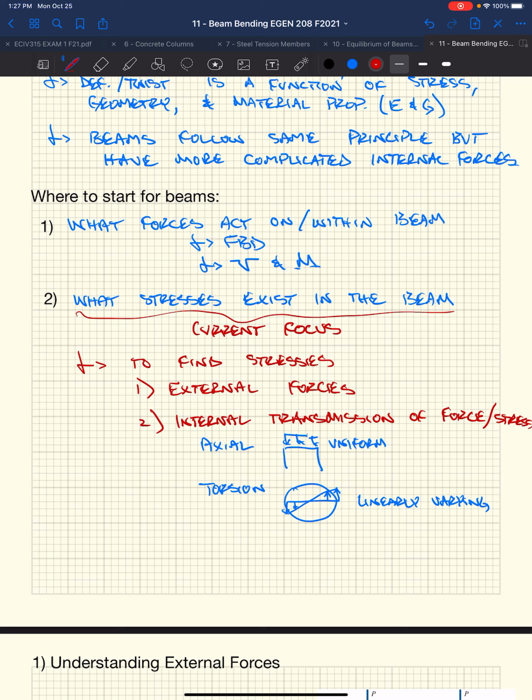And so we need to know how this force or stress is transmitted throughout our cross section, and then finally, we need to know the geometry of our member.